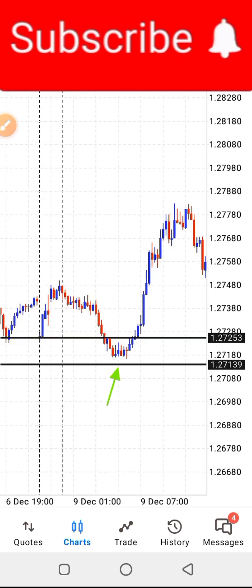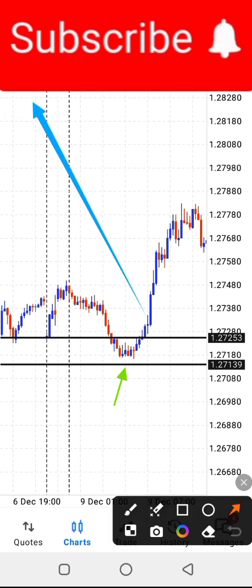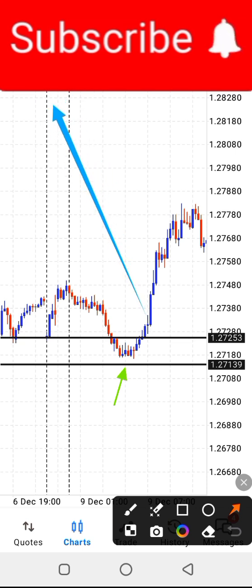What you need for this particular strategy is very simple. You need to be able to identify the liquidity level in the previous day. So you go to the 15-minute time frame. As you can see right here, I am on the 15-minute time frame. The time frame to use for this system is the 15-minute time frame.